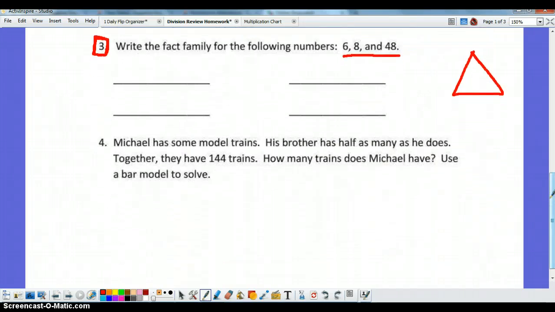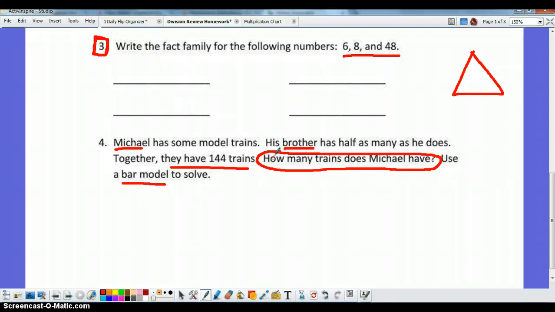Number 4, however, is something that's maybe new to you. It was certainly new to me last year, and I'm going to show you how to solve this one. It's a word problem where, in this case, using what is called a bar model or just picture representations can really help you solve it. I have Michael, and I have Michael's brother. His brother has half as many trains as Michael does. Altogether, they have 144 trains, and the main question is, how many trains does Michael have?